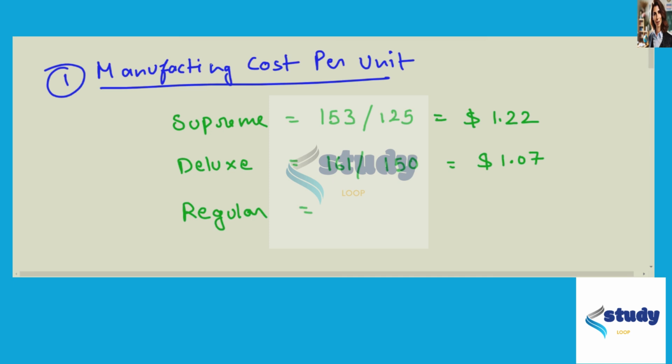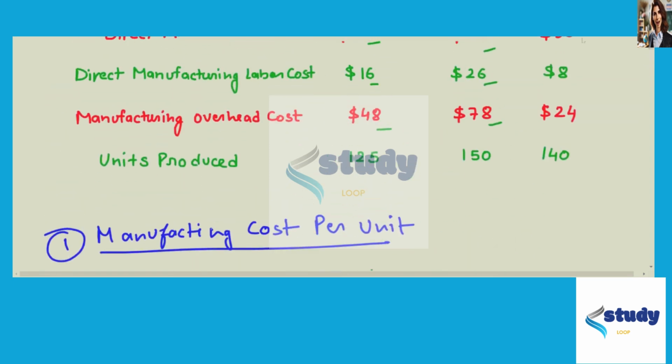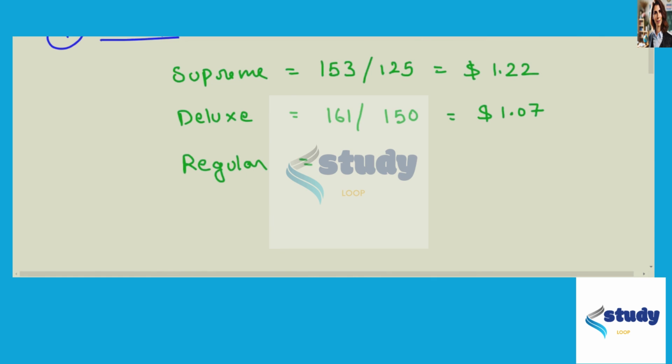For this, total manufacturing cost is $60 plus $8 plus $24, which totals up to $92 divided by 140, that is the units produced, which on solving gives $0.66. Now moving to the next part of the question, which says that suppose that in August 2017 production was 150 million units for Supreme.